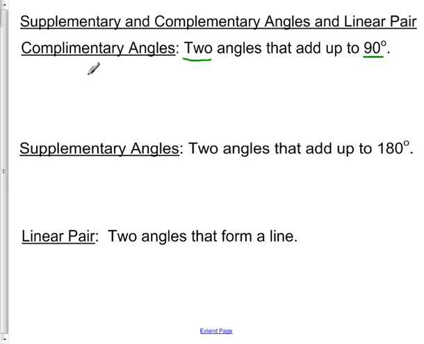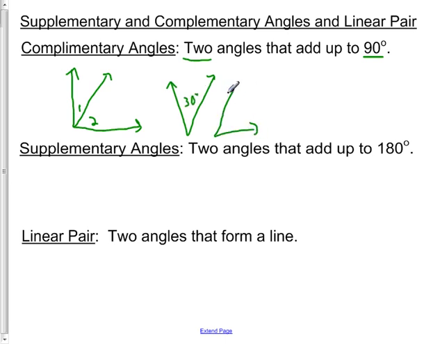So we could have something like a 90-degree angle, like this, and we just cut it into two angles. This would be angle 1 and angle 2. Those are complementary. You could also have one that, like this is 30 degrees, and this one's 60 degrees. They don't have to be connected. These are complementary because when you add 30 and 60, you get 90. So those are two examples of complementary angles, and this would be a right angle here.